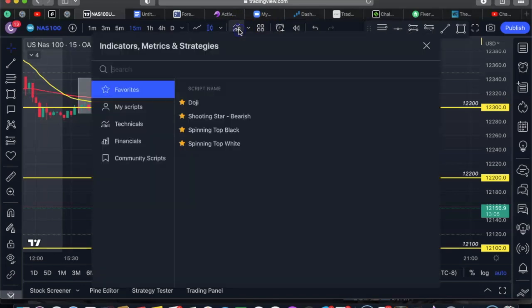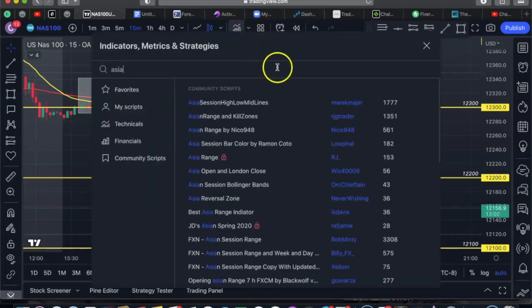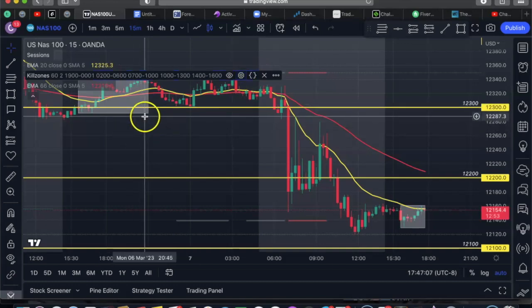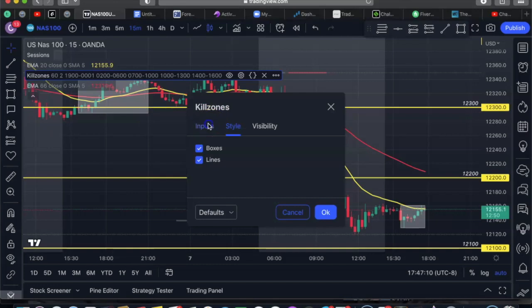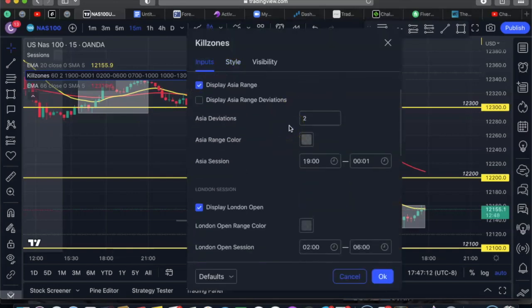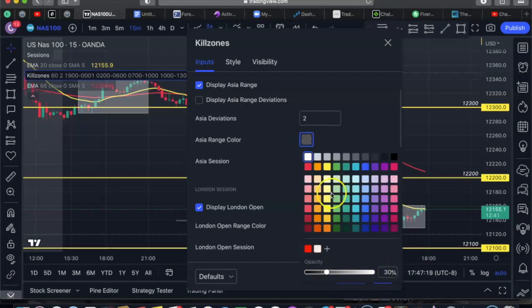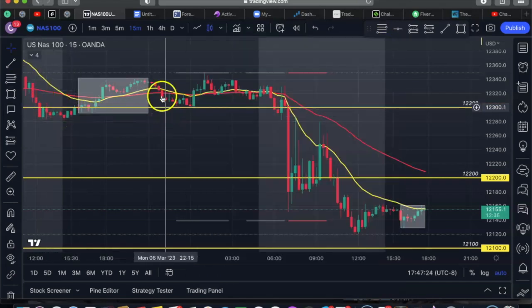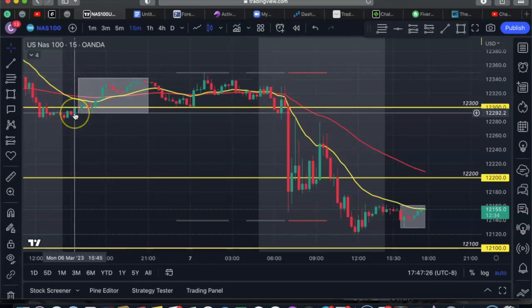If I go right here, we're going to type in Asia and it's going to be right here, Asia range and kill zones. This is how I have my settings for that indicator. Let me click right here. These are my inputs. I'm really only focused on the Asia range color right here. I have the opacity at 30 in white. This shade right here is showing where the Asia range is.